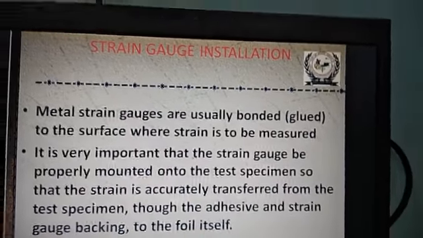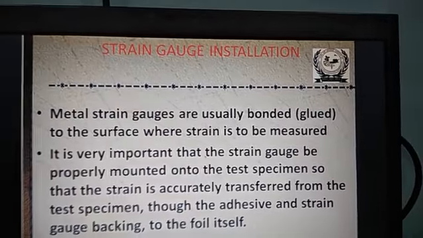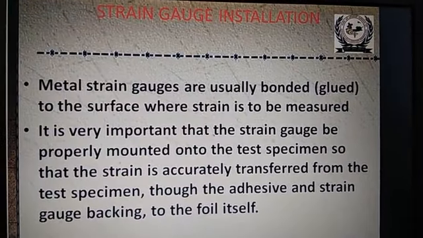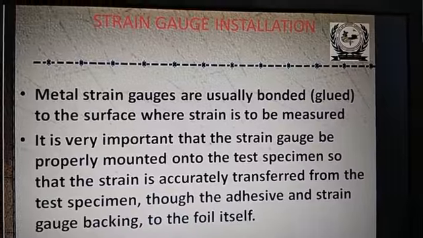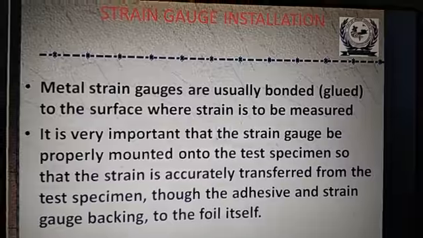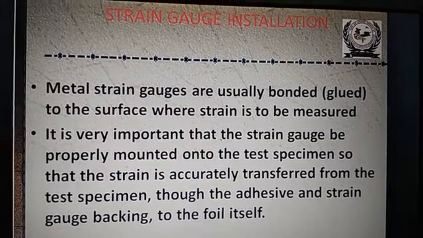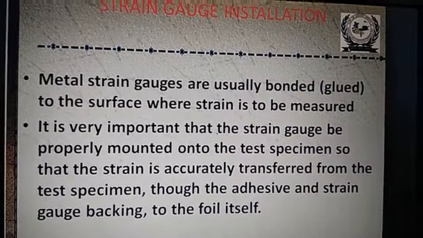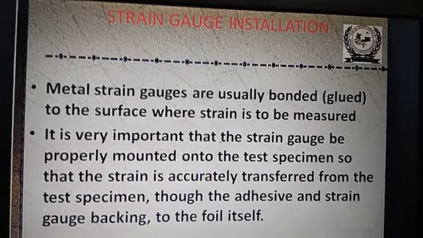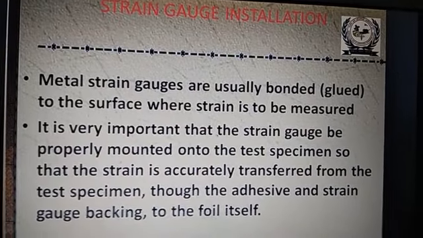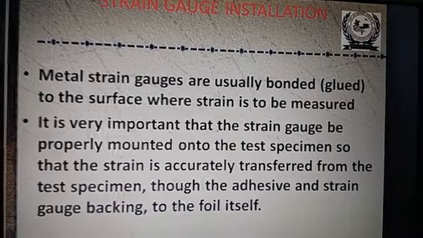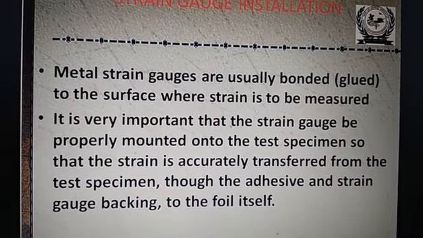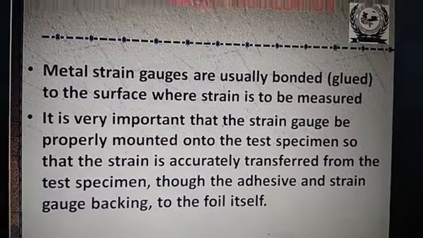Strain gauge installation. How to install this strain gauge for the measurement of strain or force? Metal strain gauges are usually bonded, glued, to the surface where strain is to be measured. It is very important that the strain gauge be properly mounted onto the test specimen so that the strain is accurately transferred from the test specimen, through the adhesive and strain gauge backing, to the foil itself.